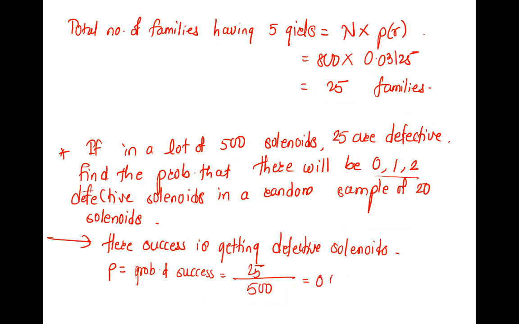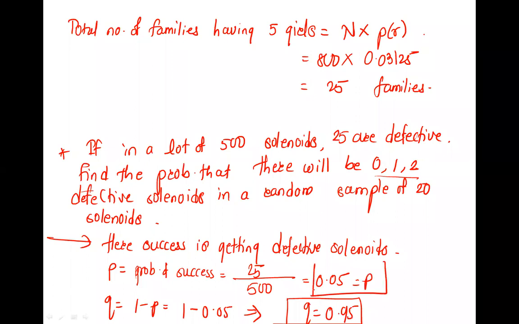0.05. Right. Q is 1 minus P, that is 1 minus 0.05. How much is it? 0.95. Correct. And what is N? 20. Right, in a random sample of 20. And what is R? There are three different questions: 0, 1 and 2. So 0 defective solenoids means R is 0.